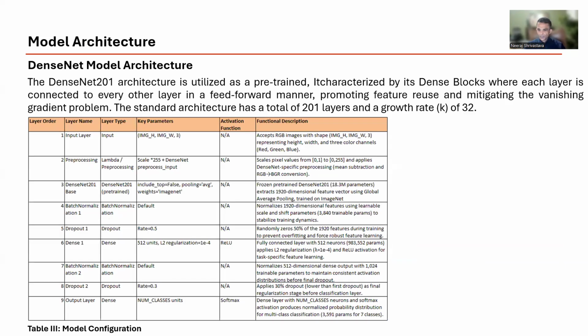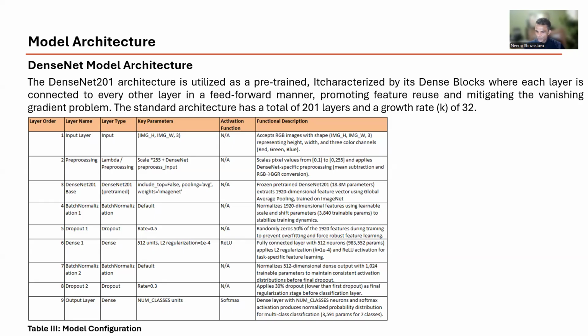When it comes to the DenseNet architecture, the core utilizes a pre-trained network characterized by dense blocks where each layer is connected to every other layer in a feed-forward manner, promoting feature reuse and mitigating the vanishing gradient problem. Now, talking a little bit about this architecture, the core is a frozen pre-trained DenseNet 201 that extracts a 1920-dimensional feature vector using global average pooling.